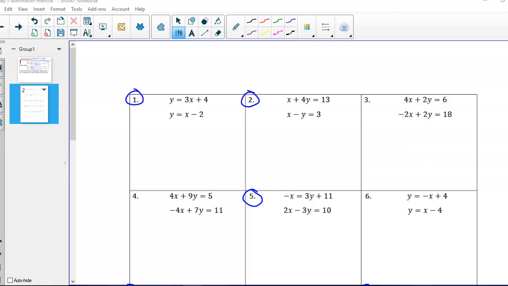We're trying to eliminate a variable. So think about what that means in anything else. When you eliminate something, what happens to it? It goes away. So same thing. We are trying to eliminate a variable.